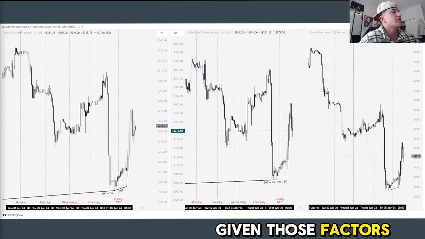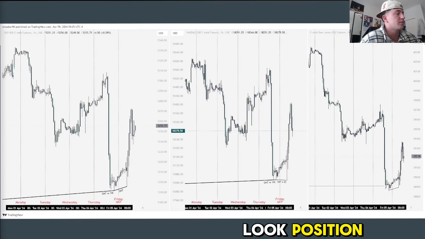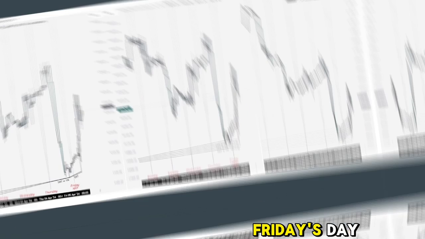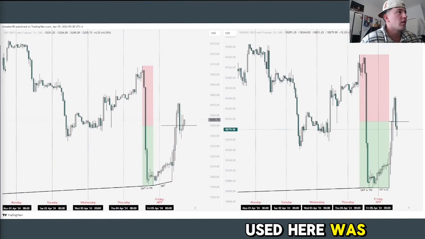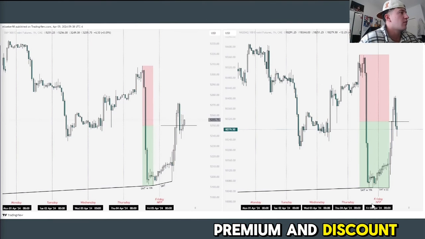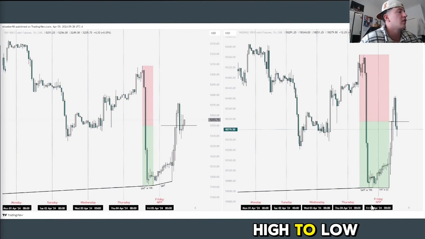Given those factors, I'm going to get a closer look at what the S&P and the NASDAQ looked like together on the hourly chart for that Friday. Now, what I used here was the range set from Thursday. I measured out premium and discount, the impulse swing high to low, and used equilibrium as a draw on liquidity for price to push up to close out that weekly candle.